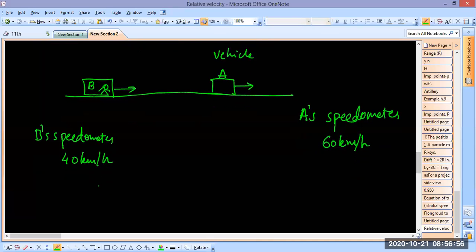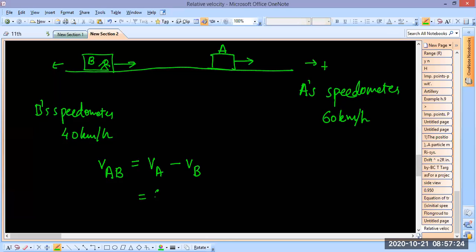So what we have derived is velocity of A as seen by B is equal to velocity of A minus velocity of B. See, it's velocity, not speed, right? In one dimensional motion we have not used the vector sign, but we will do that soon. Remember, these are velocities. So right side is positive. So A's velocity is actually 60, and B's velocity is 40.